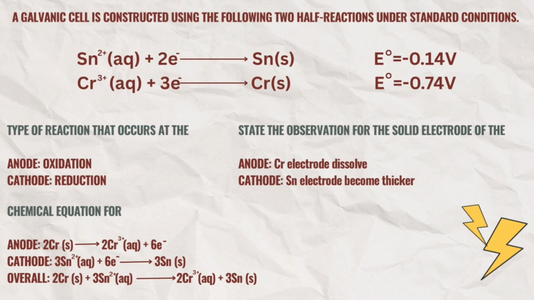At the anode, the observation for the solid electrode is that the chromium electrode dissolves as chromium atoms are oxidized into Cr3+ ions. At the cathode, the observation for the solid electrode is that the tin electrode becomes thicker because Sn2+ ions gain electrons and deposit as solid tin.